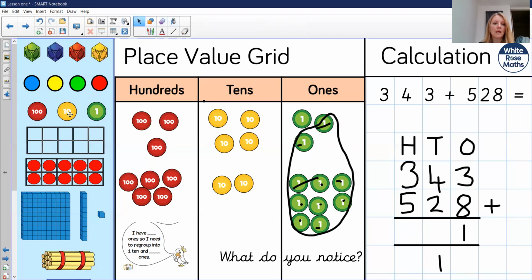into an extra 10 for the tens column. So 1 ten and 1 one here. So 3 add 8 is 11. 1 ten and 1 one.